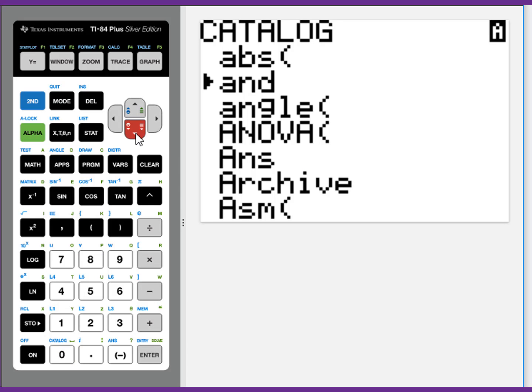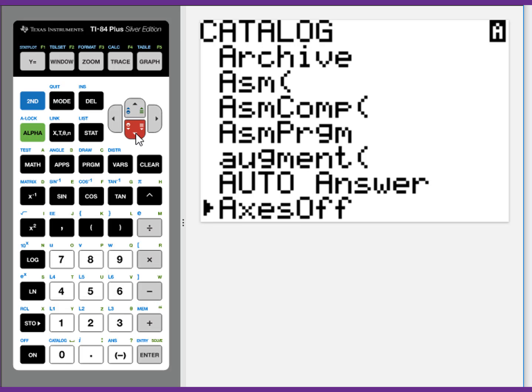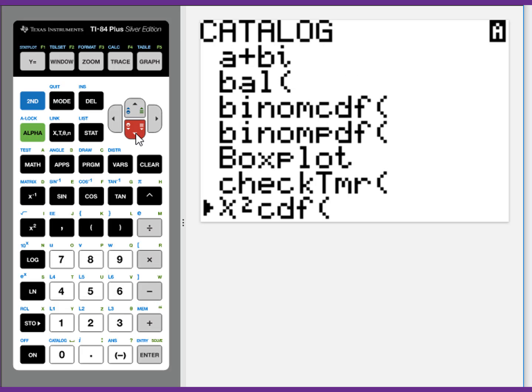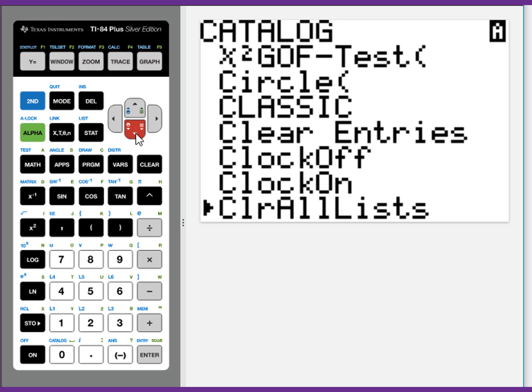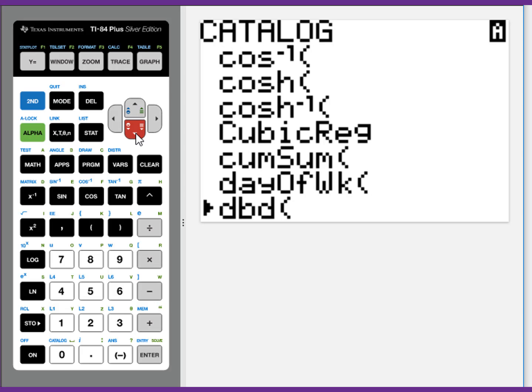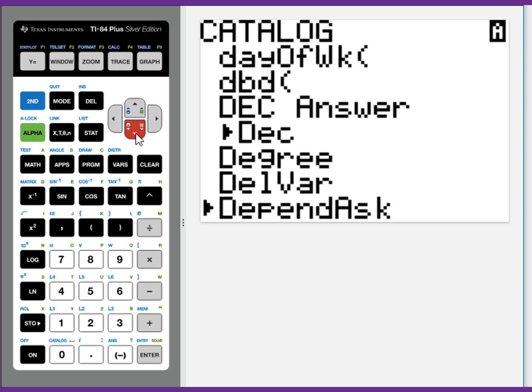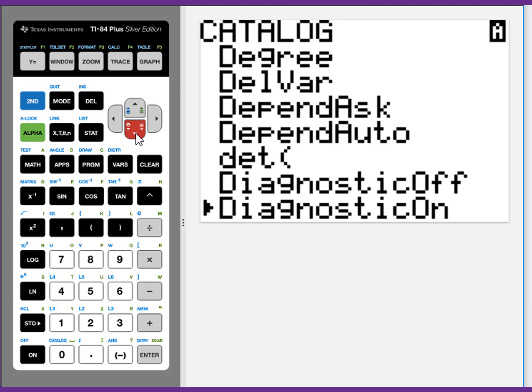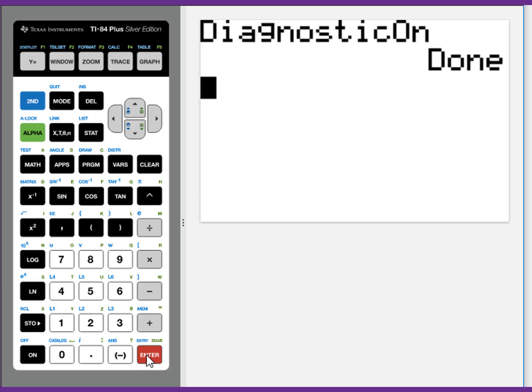Since we need to compare those two regression equations, we need to make sure the diagnostic is on. So I move the arrow to Diagnostic On. Here you go, you find Diagnostic On, and I press enter. This will show you which is the best fit when you have two regression equations.